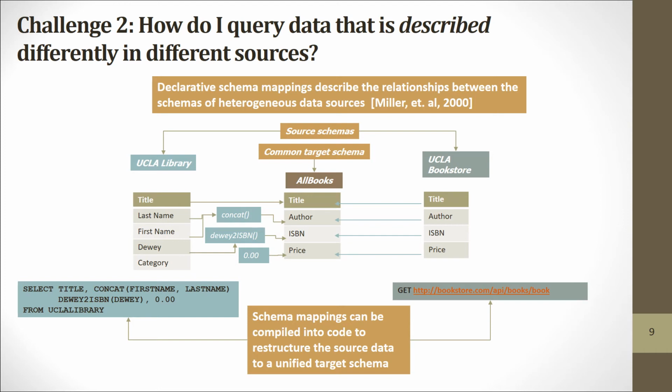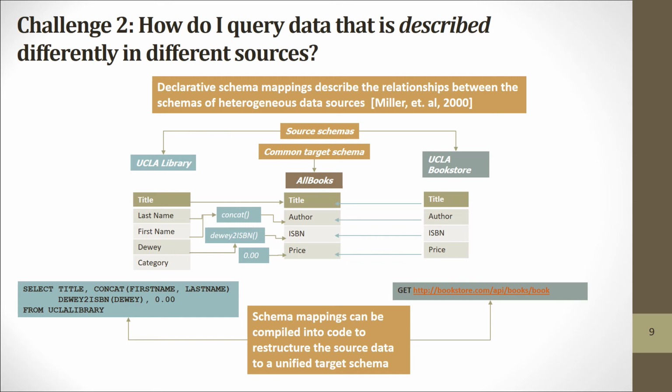The first and last name of a UCLA library book author can be mapped by way of a transformation function, such as concat, to indicate that the two source fields need to be concatenated to form the author's name on the target schema. Likewise, the target schema identifies the books by ISBN number, and so the source field that stores the Dewey Decimal Code for the book at the UCLA library must be mapped to the target ISBN field by means of another transformation function, such as Dewey to ISBN, to convert the Dewey Decimal Code to the ISBN number.